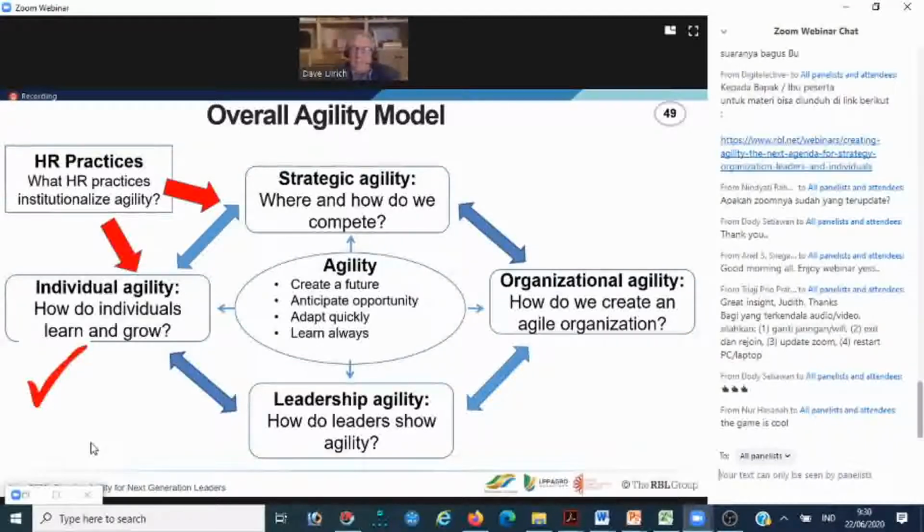We've got to help people be agile. If we hire people who aren't agile or curious, we're never going to have agility.